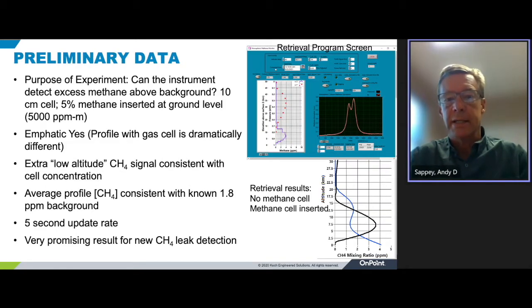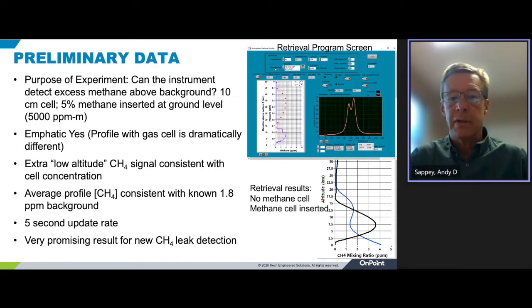So in order to test the sensitivity of the instrument and just show that it's sensitive to excess methane above the background, we inserted a cell of about 5% methane, 10 centimeters long at atmospheric pressure in the instrument path just before the light collection optics. That's 5,000 ppm meters of methane.